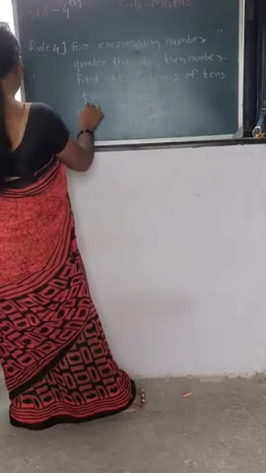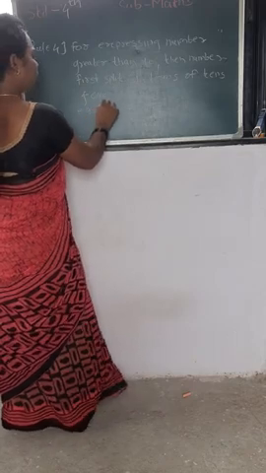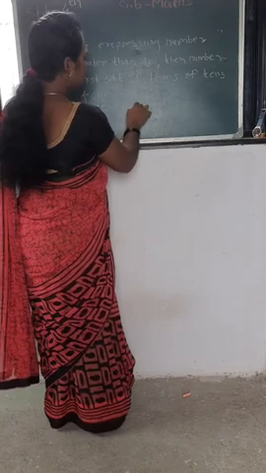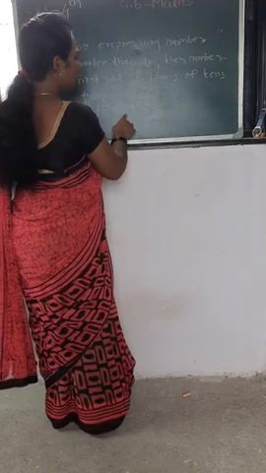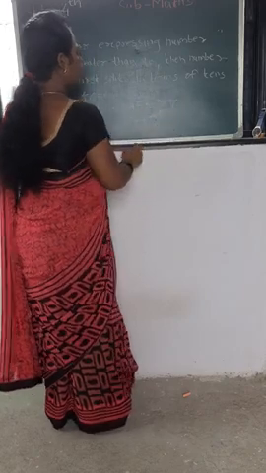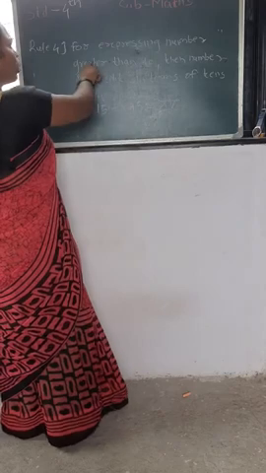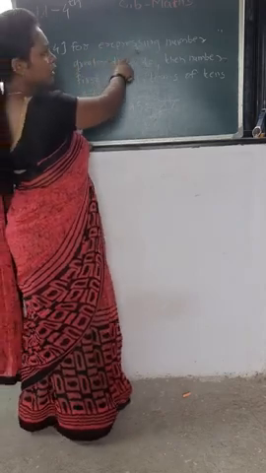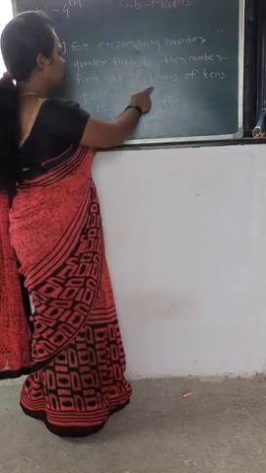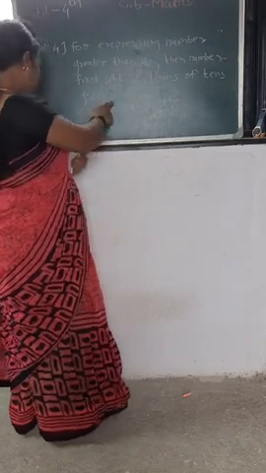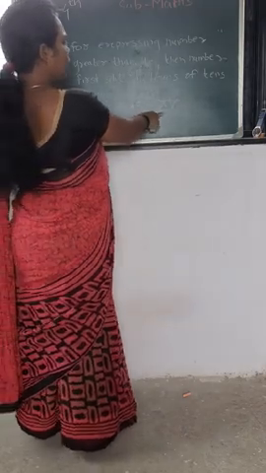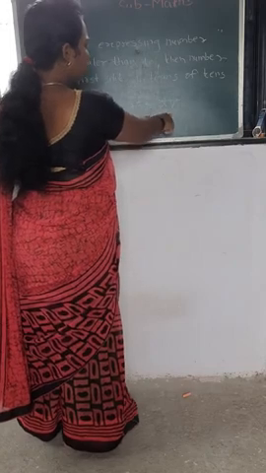For example, we have given 15. Then 15 is split as 10 plus 5. Then in Roman numerals 10 is X and 5 is V. Rule 4 says that for expressing a number greater than 10, the number is first split in terms of tens and ones. Then we split 15 as 10 plus 5. Then 10 in Roman numerals is X and 5 is V.